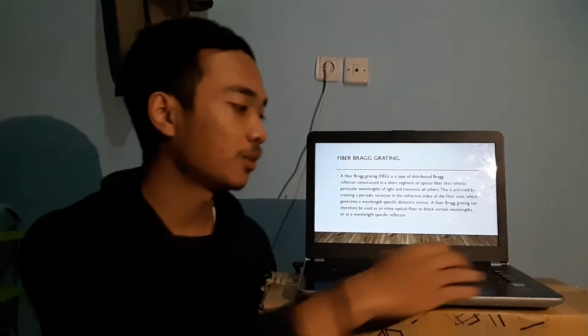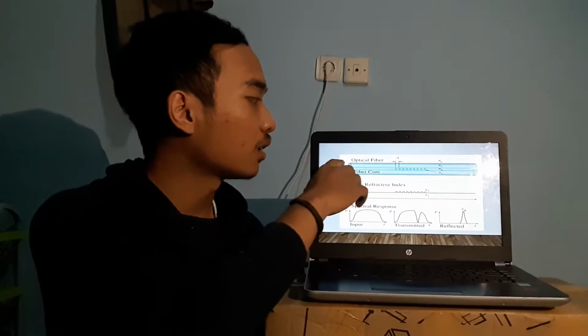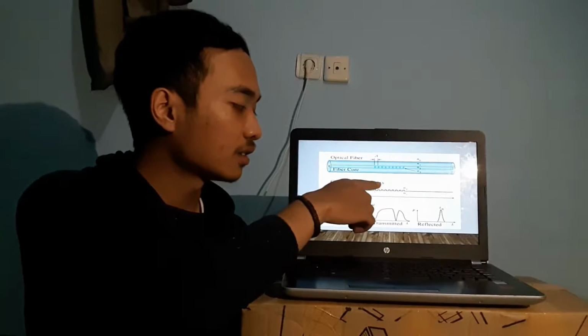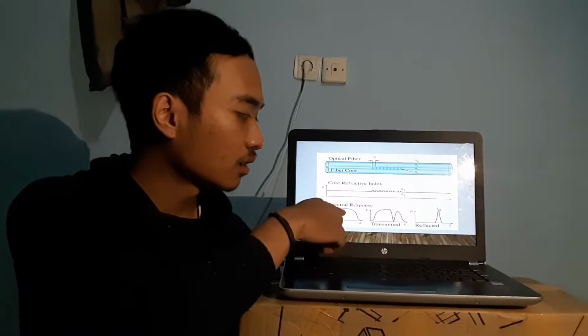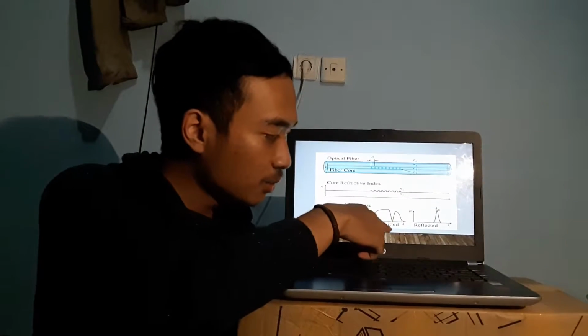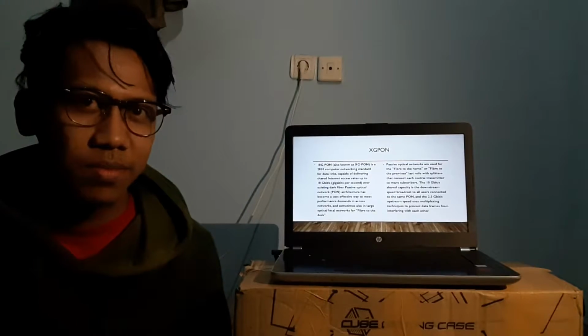Now you can see the picture. First, optical fiber. Second, core refractive index. And then the spectral responses are input, transmitted, and reflected.